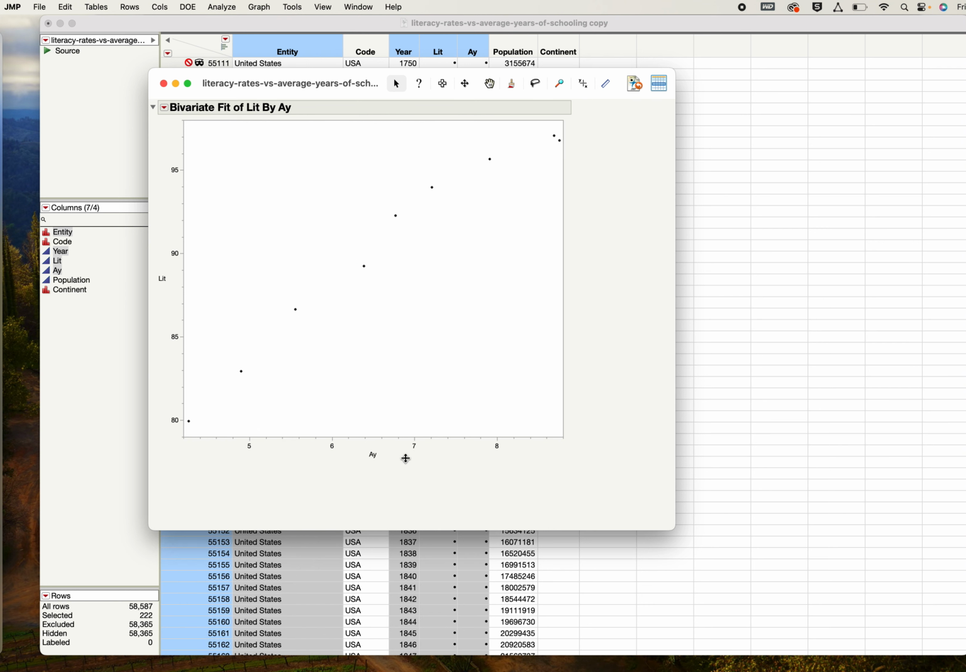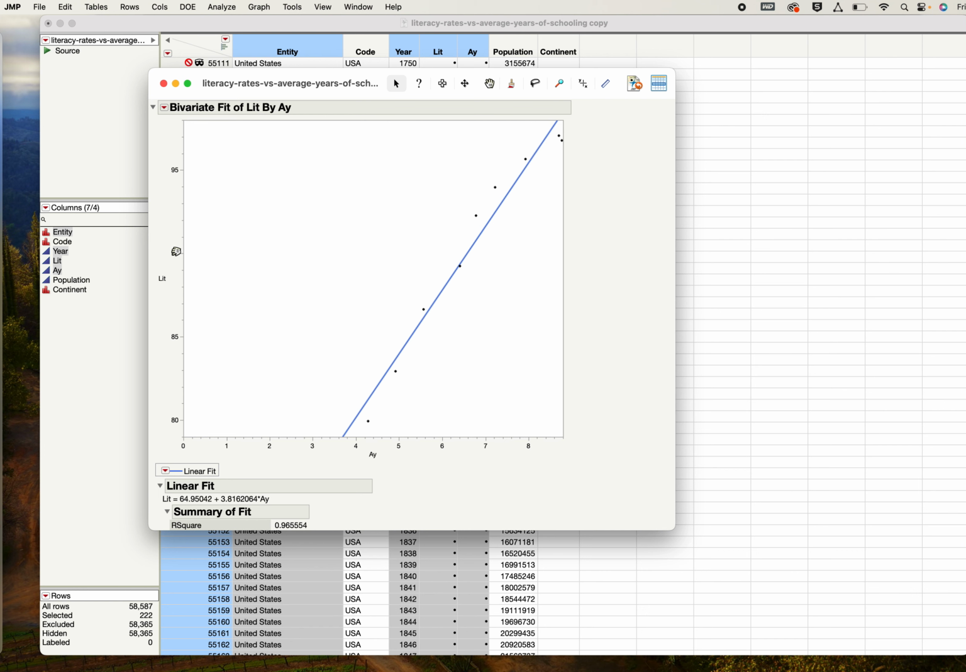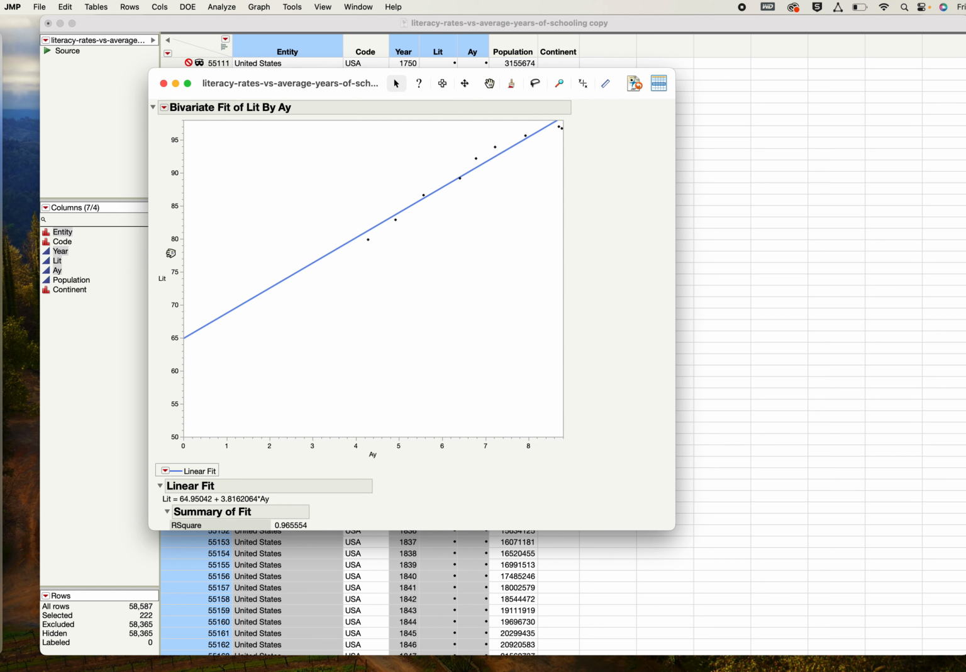Let's say you believe that if average years of education is zero, literacy should also be zero. If we put a line through this data, let's double click on the horizontal axis. It's stopping at 4. Let's take it all the way down to 0. And let's take literacy down to, let's say, 50%. And you could see that the y-intercept, the zero-intercept, is about 65%. 64.95 is what we get out of the linear model.